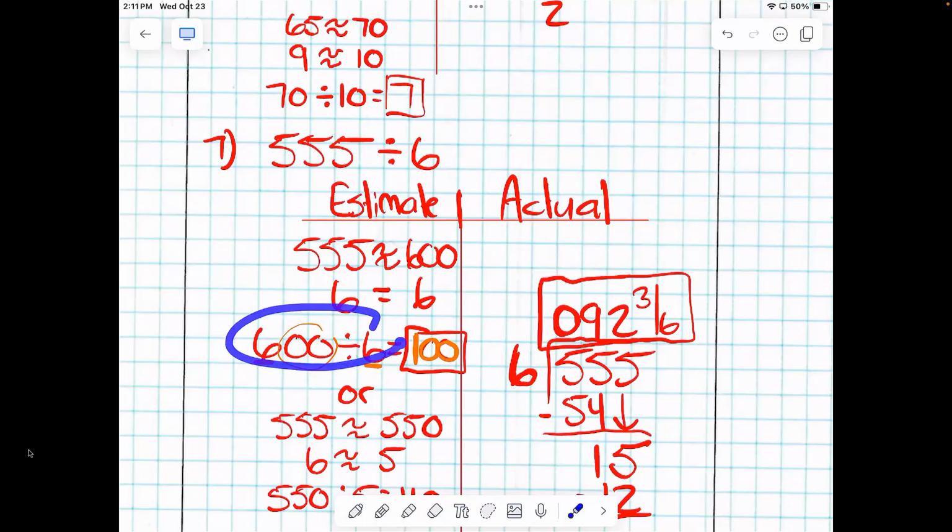Is 600 divided by 6 a pretty easy math problem? Yes. What's 6 divided by 6? 1. How many zeros do I add on then? 2. So it's 100? Yes.